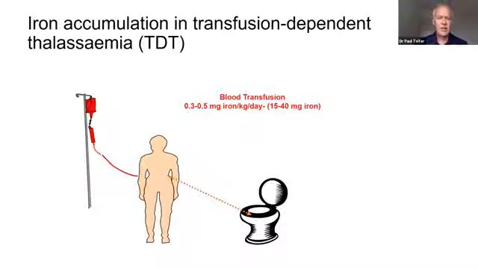And this equates to somewhere between 0.3 and 0.5 milligrams of iron per kilogram per day, depending on the size and depending on the transfusion intensity. So this is iron that gradually accumulates in somebody on regular transfusion. In the case of non-transfusion dependent thalassemia, the pathology is slightly different. Next slide, please.